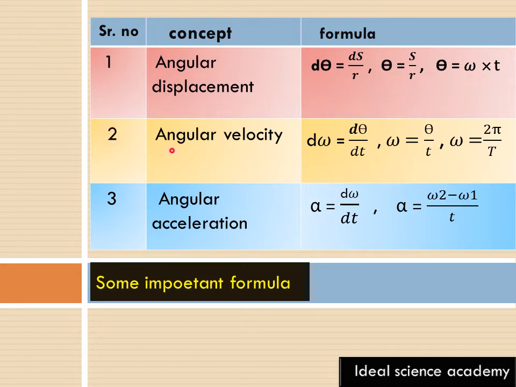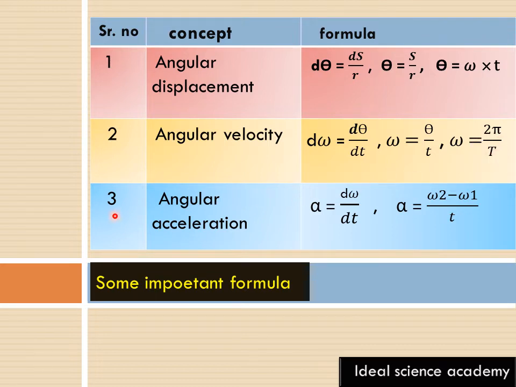So the second most important formula is angular velocity. d omega equals d theta upon dt, where d omega is the minimum angular velocity, d theta is the minimum angular displacement, and dt is the minimum time. So omega is equal to theta upon t, where omega is the angular velocity, theta is the angular displacement, and t is the time. Next, omega is equal to 2 pi upon T, where T is the period of revolution of UCM.